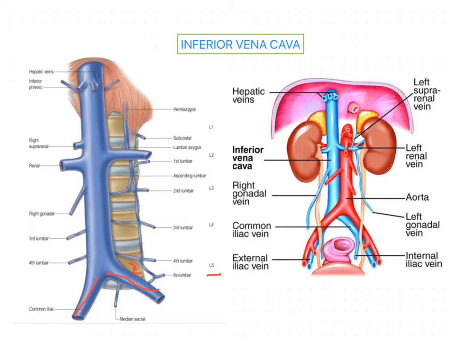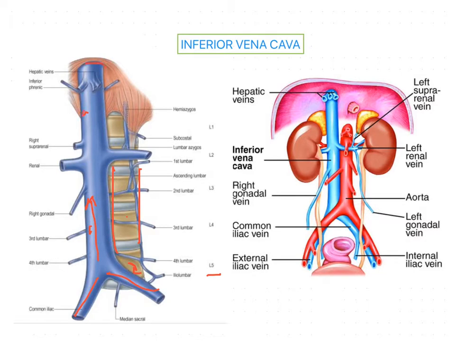It ascends in front of the vertebral column. Here we can find the aorta. It ascends on the right side of the aorta, and grooves the posterior surface of the liver.